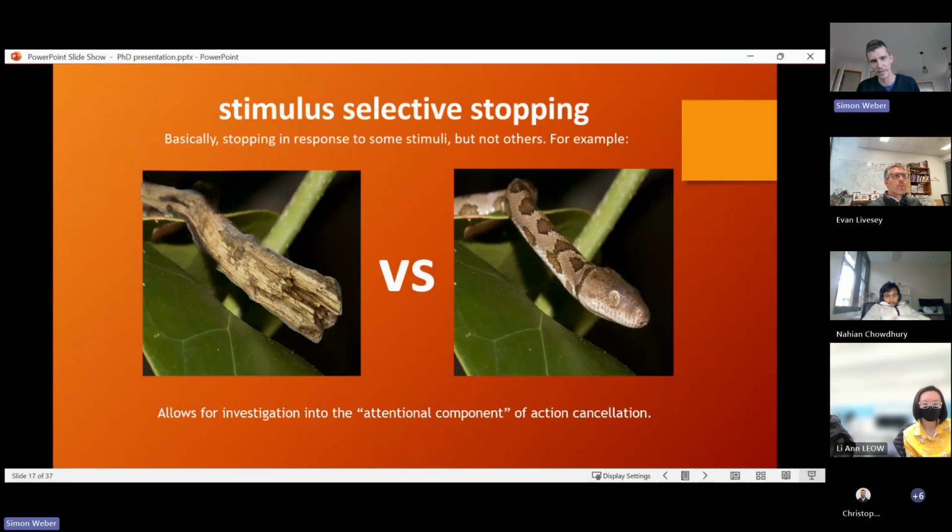Oh wait, no, it's a stick, and keep going. This example I've got here, actually, I realized isn't very good, because if you saw this stick hanging up in the tree, you probably wouldn't think, yeah, I'm going to walk into that. But nonetheless, the point hopefully is clear.